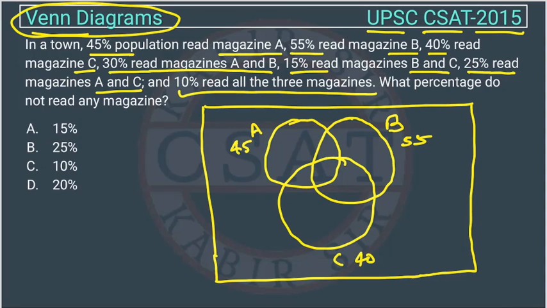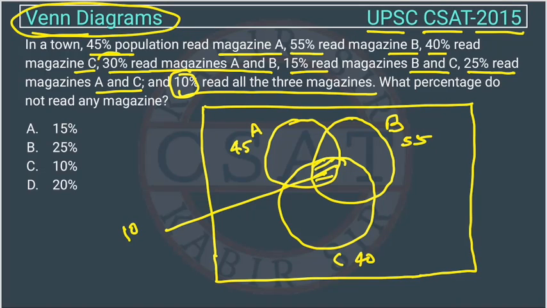Now they have given here, 10% read all the three magazines. So this part will represent those people who are reading all three magazines, because this part is coming in all three circles. So it is coming in circle A, circle B and circle C. There is no other part which is coming in all three. So this is 10%, right? They have given 10%.